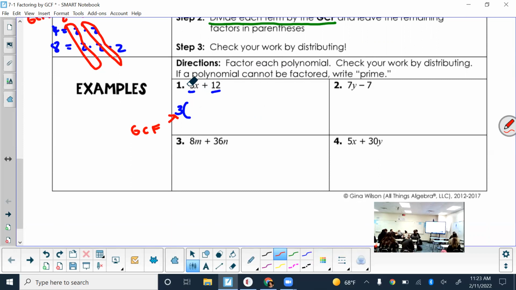Now, inside is what you get from dividing each term by the GCF. So first we'll do 3x divided by 3. What do we get? Good, because if you have the same thing on top and bottom, they cancel out to 1. So I just have x. And then what about 12 divided by 3? What do we get? 4, and it's positive, so put plus 4.